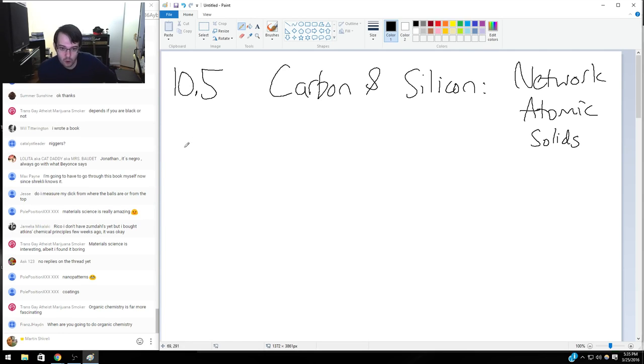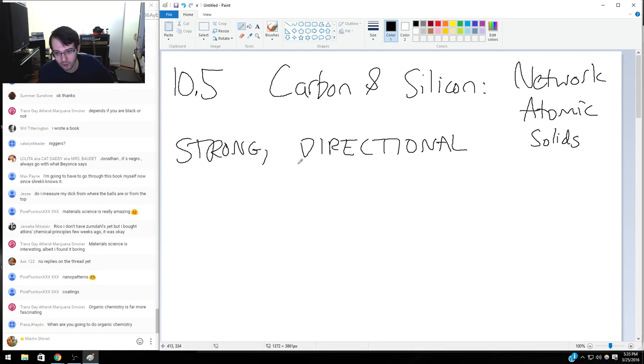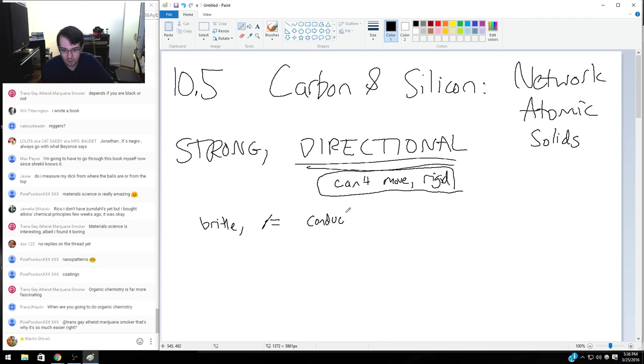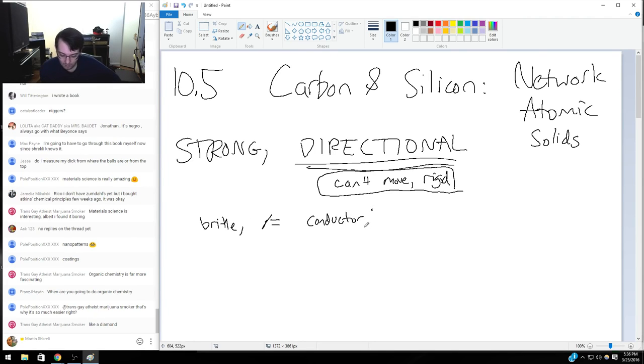And these are strong, directional, meaning that they're not going to move. This is kind of the curious word, directional. It means that unlike the metal, they can't move. They're rigid. They're in one direction. Not the boy band, but they're in one direction molecularly. So we call these network solids. They're brittle. They're not conductors of heat or electricity. And that's the way they work.